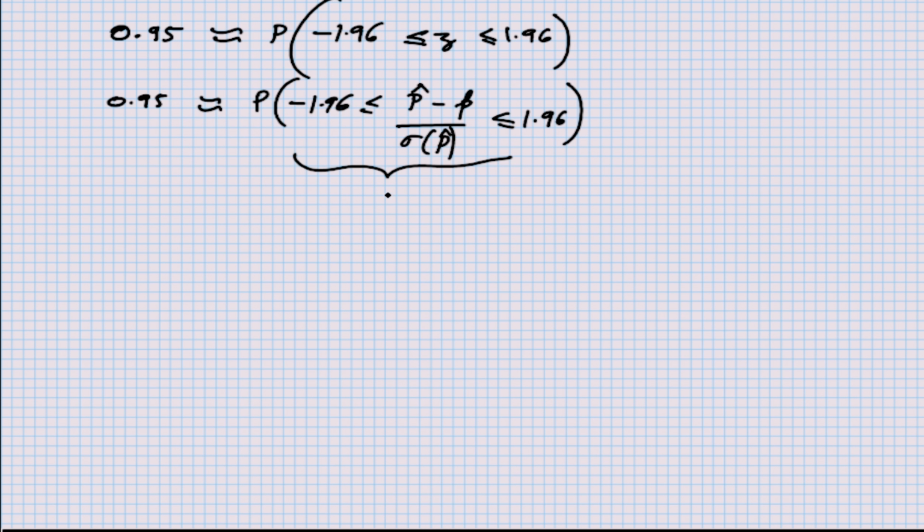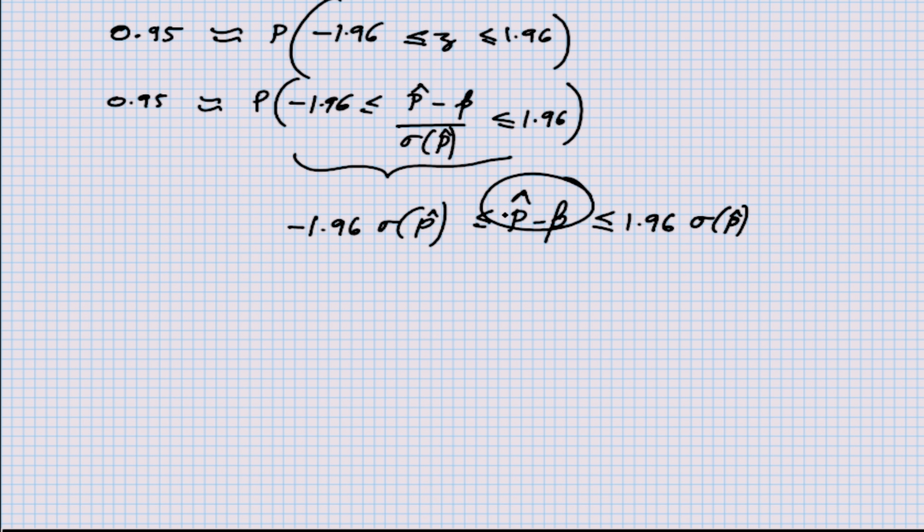I'll multiply sigma of P cap to both sides. So that becomes minus 1.96 times sigma of P cap should be less than or equal to capital P cap minus P, which should be less than or equal to 1.96 times sigma of P cap. Since there are two inequalities, I have to do this on both sides. Now I'll take the P cap to the other side, from the central part of my equation.